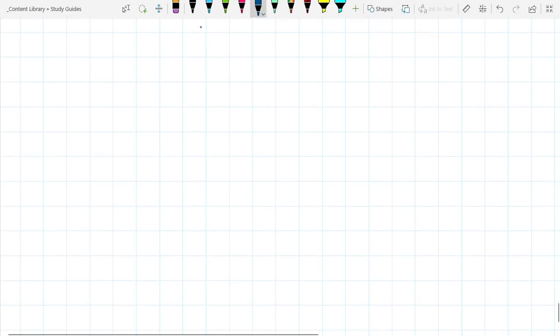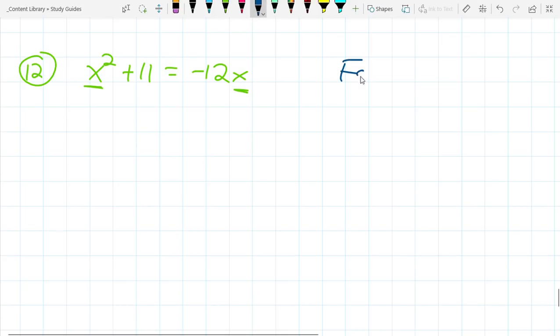All right, number 12. We have x squared plus 11 equals negative 12x. So x squareds, x's, that means we have to factor, or try to factor. But before we can do that, something's different. Normally these are equal to 0, and this one isn't, so we have to fix that. We have to make the equation equal 0.